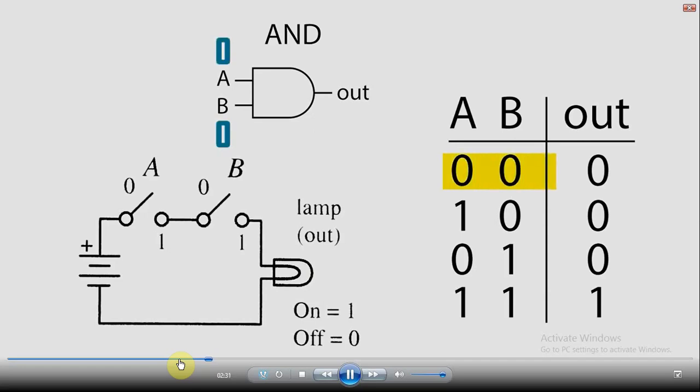If both A and B equal 0, the light is off, output is 0. If A is 1 but B is 0, the light is off, output is 0. If A is 0 but B is 1, the light is still off, output is 0. Both A and B have to be 1s, on, for the light to be on, outputting a 1.